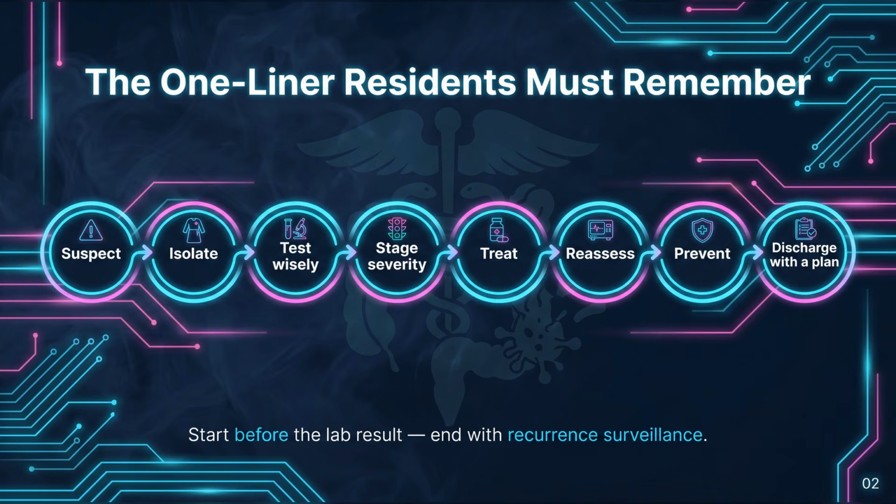If you remember only one concept, remember this chain. C. difficile care starts before the lab result. You first suspect the diagnosis, isolate early, test wisely, stage severity, treat based on severity and episode number, reassess the trajectory, prevent recurrence, and discharge with a clear follow-up plan.